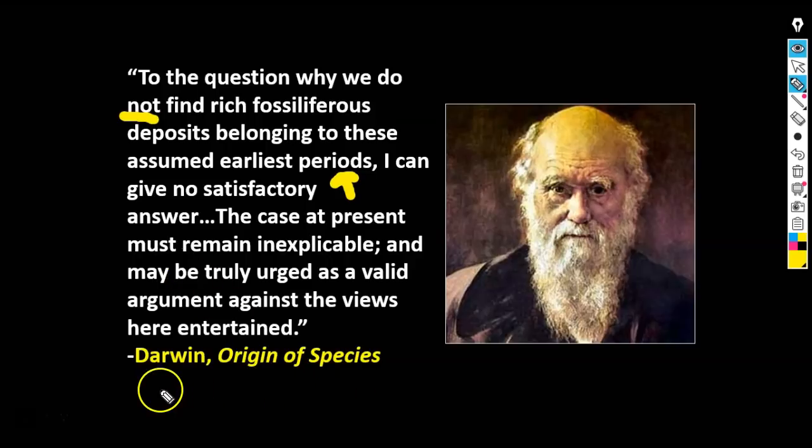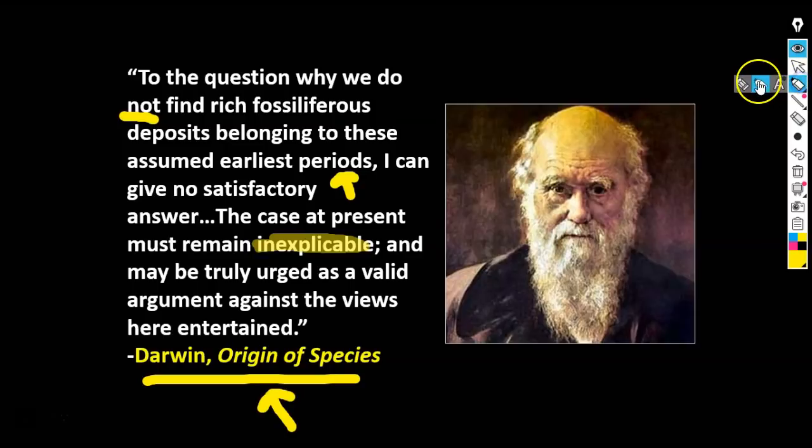So what he's saying is that this is legitimately an argument, and one that he has no response to. This is legitimately an argument against his argument for natural selection and evolution, and he says it's inexplicable. He's got no good explanation for what is going on here. So we will make him sad. Let's make Darwin, he already kind of looks sad, but let's make him very sad.